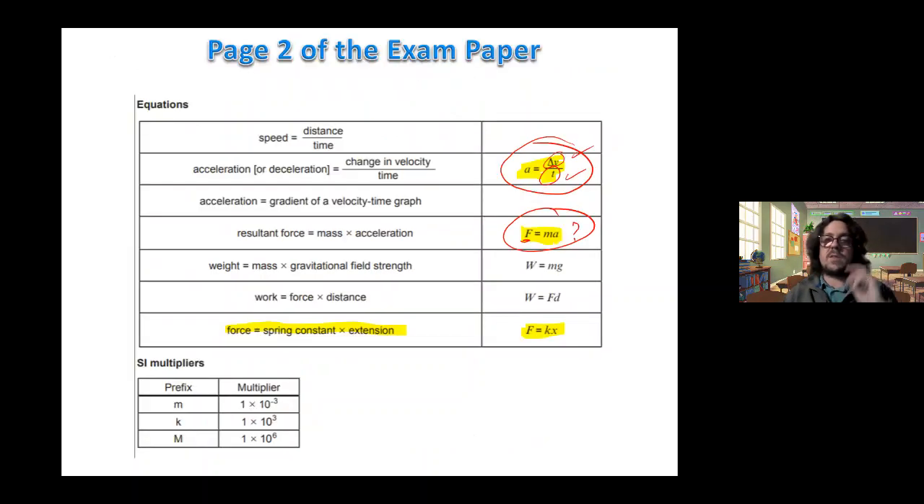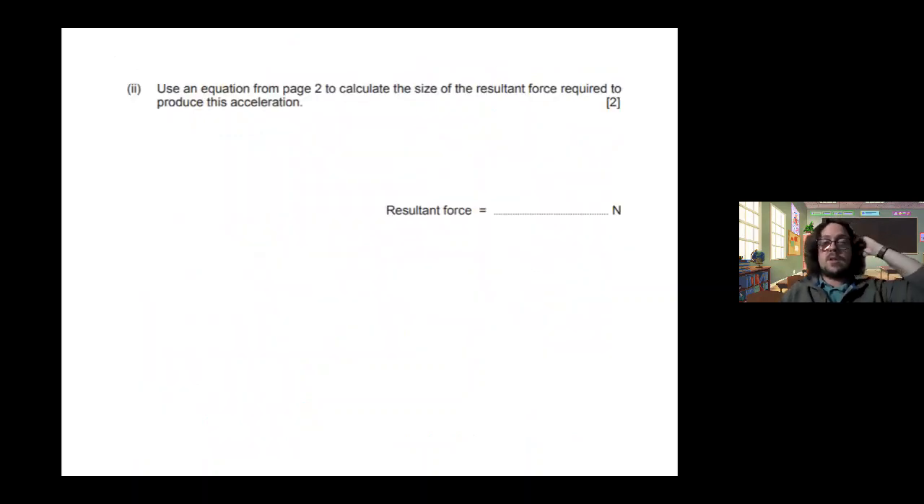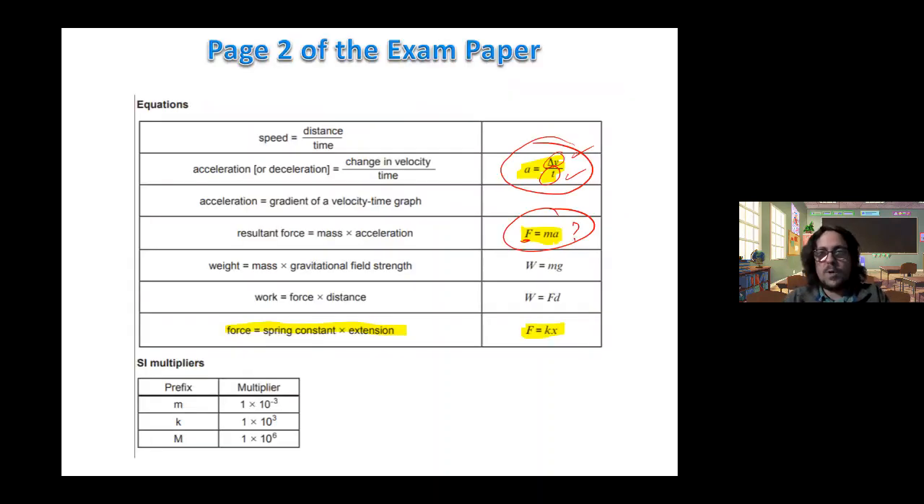Right then, let's have a look at another one. Use an equation from page 2 to calculate the size of the resultant force required to produce this acceleration. Right, okay. So now we're looking for force. Let's go back here. What are we going to use? Well, force pops up here, and it pops up here, like we already said. But now I've just worked out the acceleration. I know the mass. So I can work out the force.